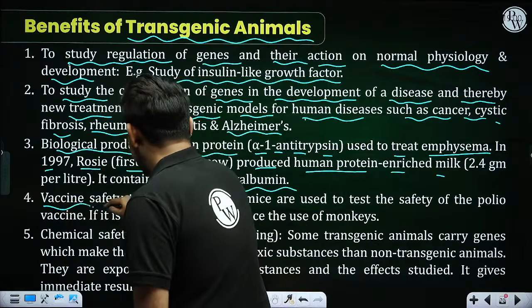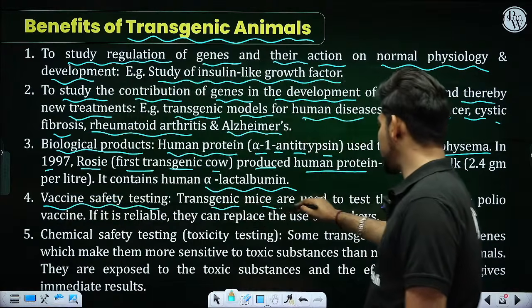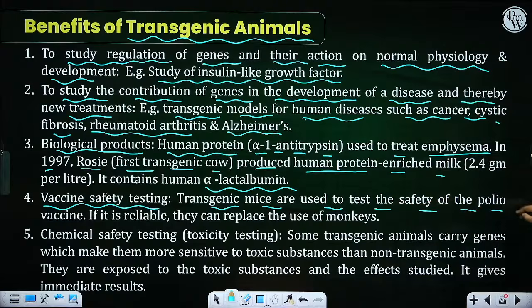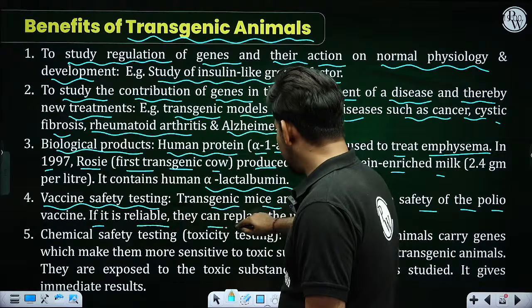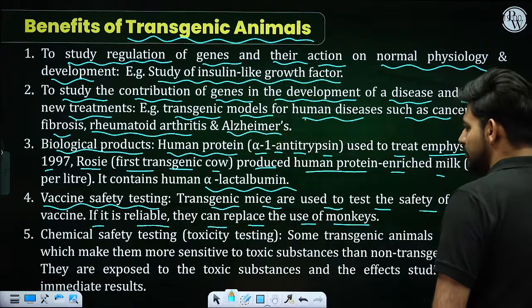Vaccine safety testing is also done. Transgenic mice are used to test the safety of the polio vaccine. If it is reliable, they can replace the use of monkeys.